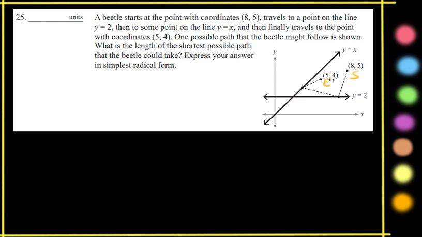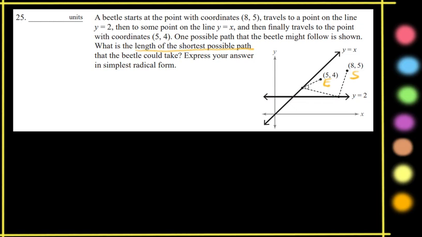And what we want to know is what is the length of the shortest possible path that the beetle could take. And express your answer in simplest radical form. So this one at first might seem really tricky because we don't know where along this line the beetle hits. We know he's going to go in a straight line to some point here. He's going to have to go in a straight line to some point here and then a straight line to here, because if he goes in a wiggly line on any of those 3, it'll definitely be longer than if he had gone in a straight line. So we know it's going to be a straight line, but we don't know where these 2 points are.